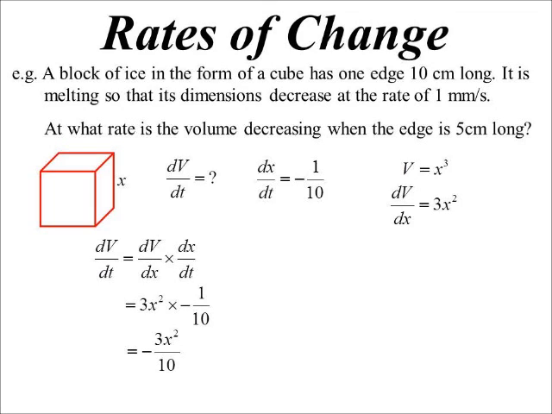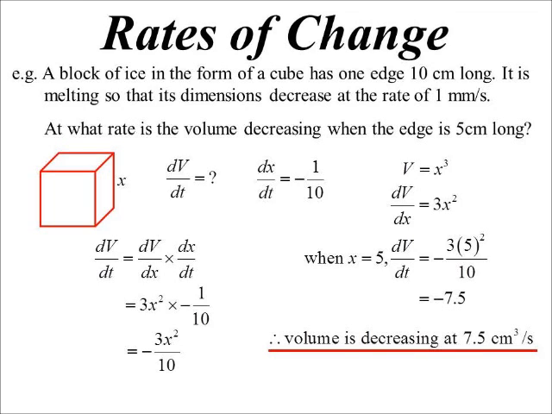Now, we want to find out what it is when the edge is 5 centimetres long. So we sub in x equals 5, and we get minus 7.5. So we know that when the edge is 5 centimetres long, the actual volume at that point in time is decreasing at 7.5 centimetres cubed per second.